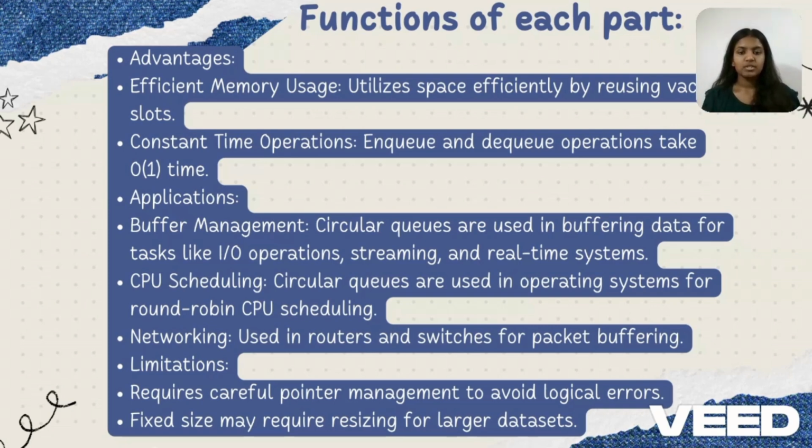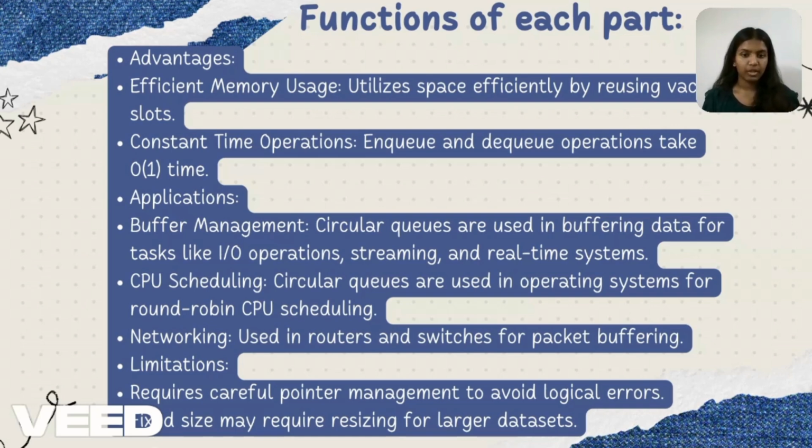So the applications: they are being used in buffer management. Circular queues are used in buffering data for tasks like input output operations, streaming, and real time systems. CPU scheduling: circular queues are used in operating systems for round robin CPU scheduling. Networking: it is used in routers and switches for packet buffering.